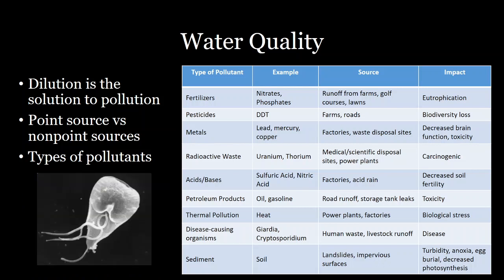Next, we have disease-carrying organisms. Organisms such as Giardia or Cryptosporidium can get into the water supply. This is mainly from dumping human waste from a waste treatment center, or runoff from a livestock facility, more likely. And obviously, disease-carrying organisms can cause diseases. And so these are definitely something that have to be kept in mind.